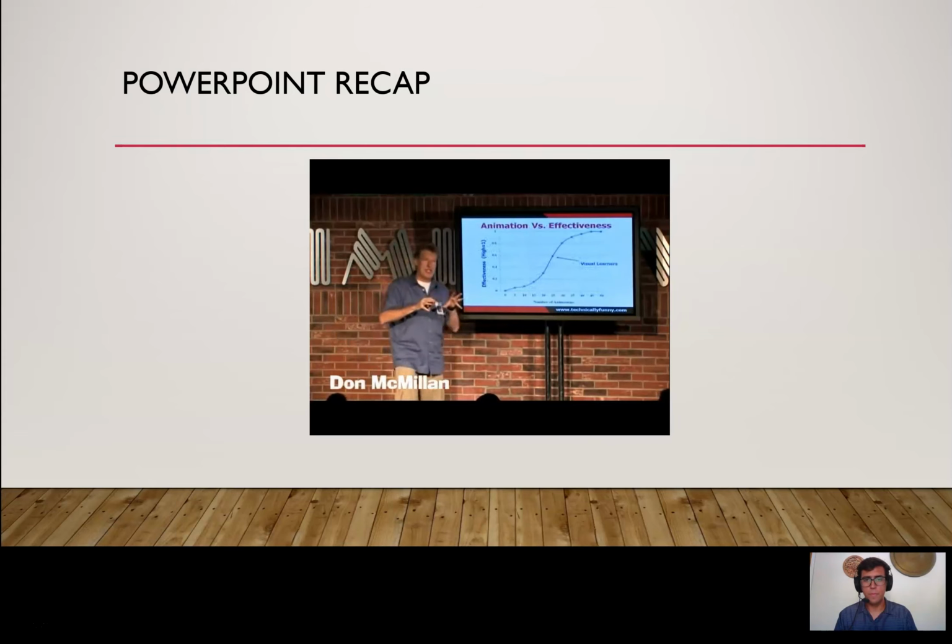The other thing you can do is have animations. People love animations. They have stuff going, zooming in and out and left and right. You get seasick watching some of these. And it turns out if you're a visual learner, your effectiveness as a speaker will go up with the more animations. But if they're easily distracted, they are not even paying attention to what you're saying. They're just watching the cool stuff.